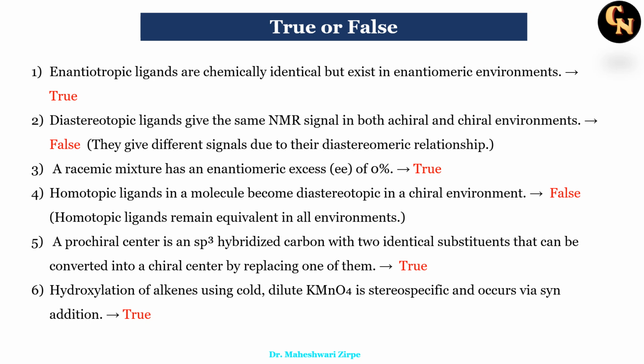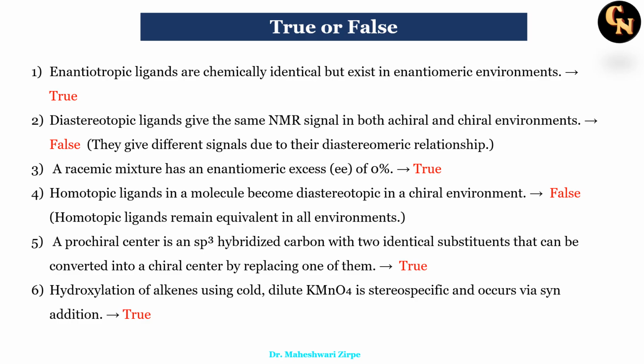So it is true. Next is: diastereotopic ligands give the same NMR signal in both achiral as well as chiral environment. So this is false. It will not give the same NMR signals, but it will show different signals due to the diastereomeric relation. Okay, so here the answer is false.